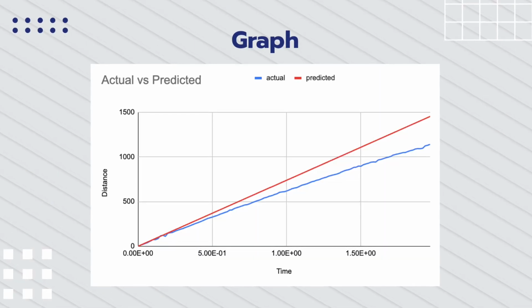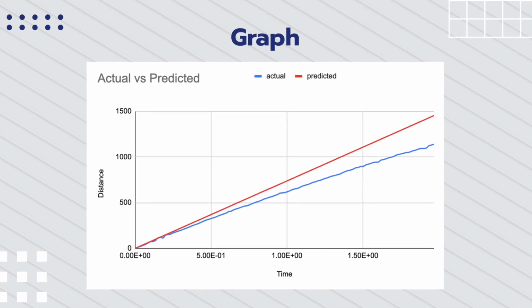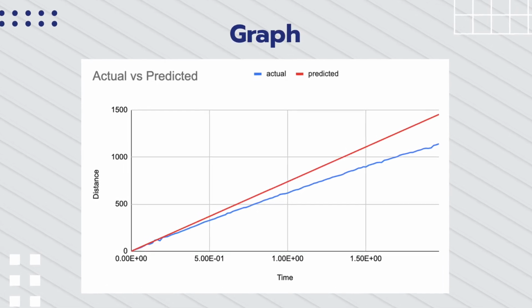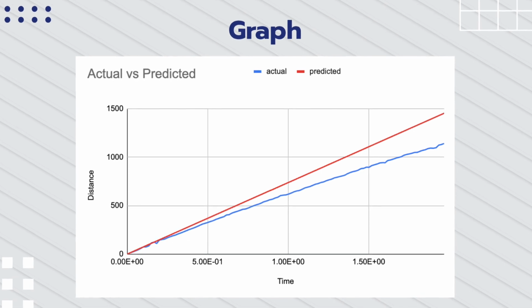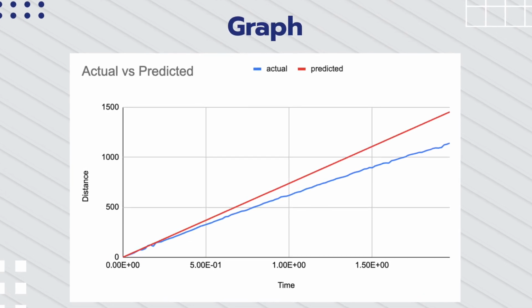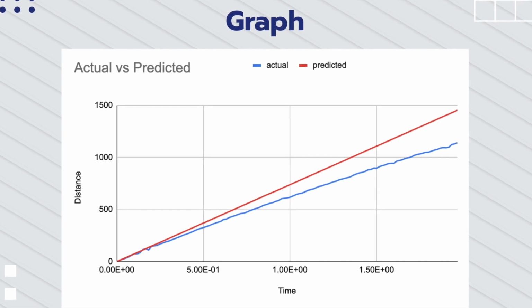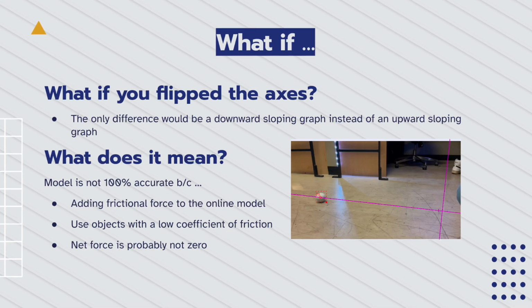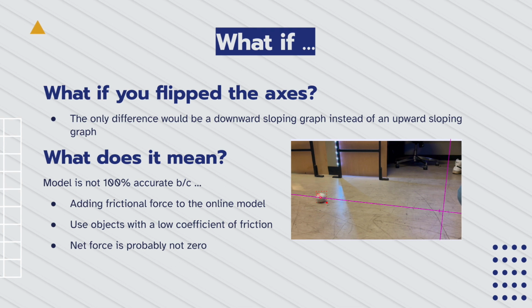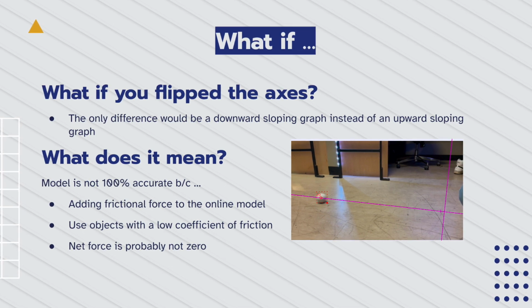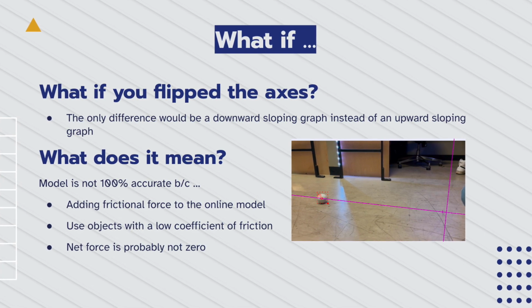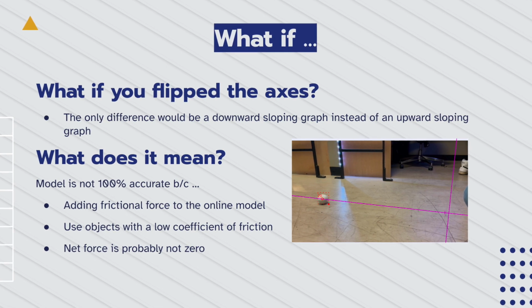Here, our graph describes the actual versus predicted results. The actual results represent our rolling of the ball, whereas the predicted results represent the computer model using GlowScript. What if? What if you flip the axes? The only difference would be a downward sloping graph instead of an upward sloping graph, which our data reflected.